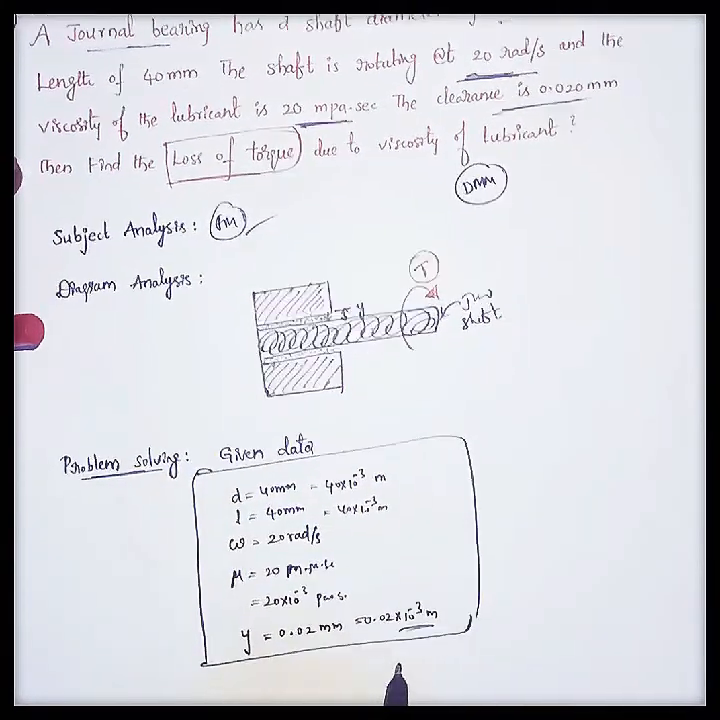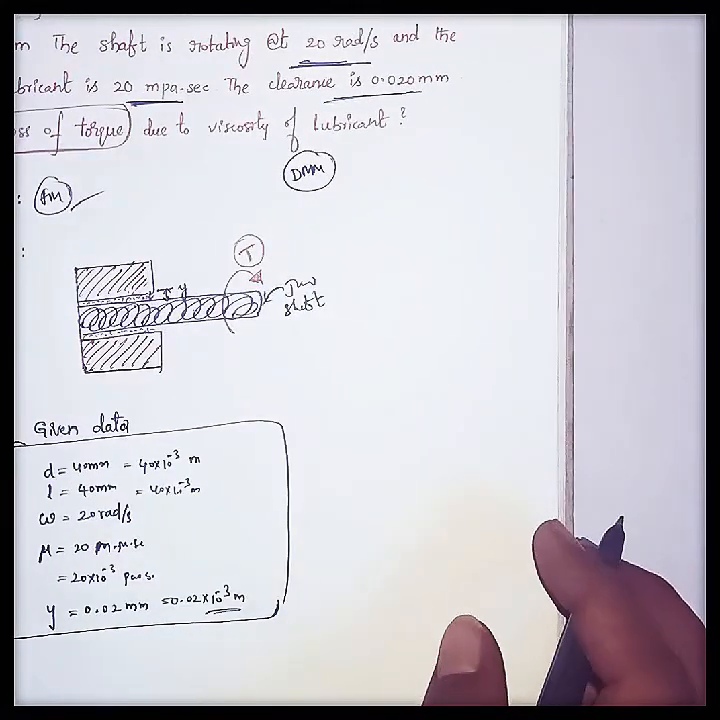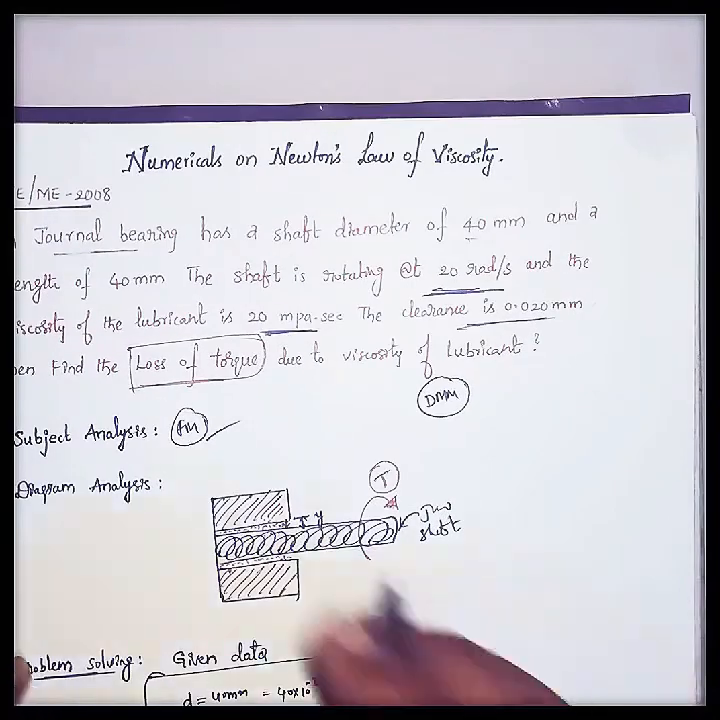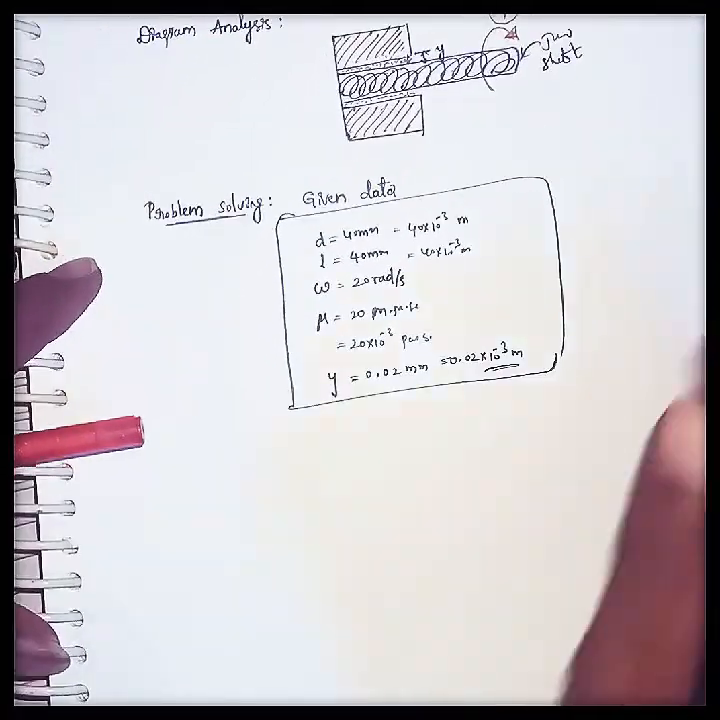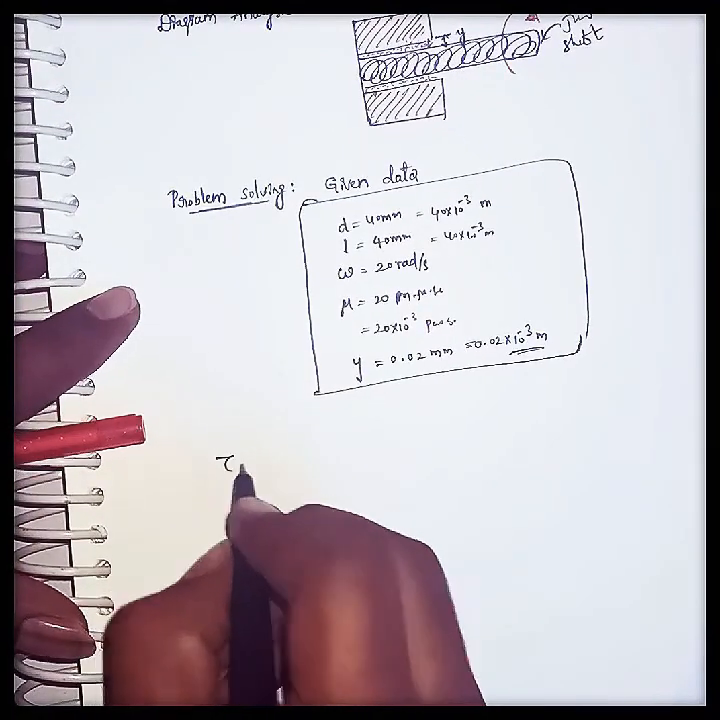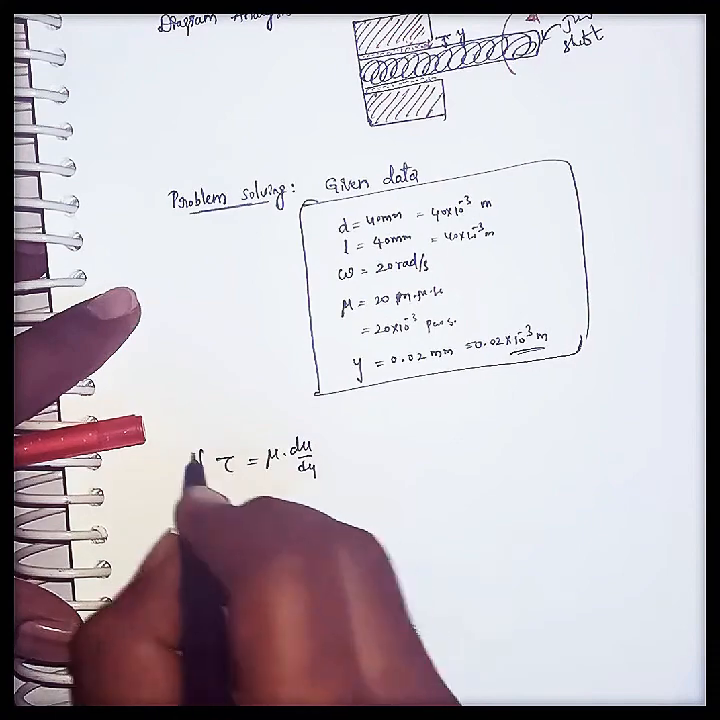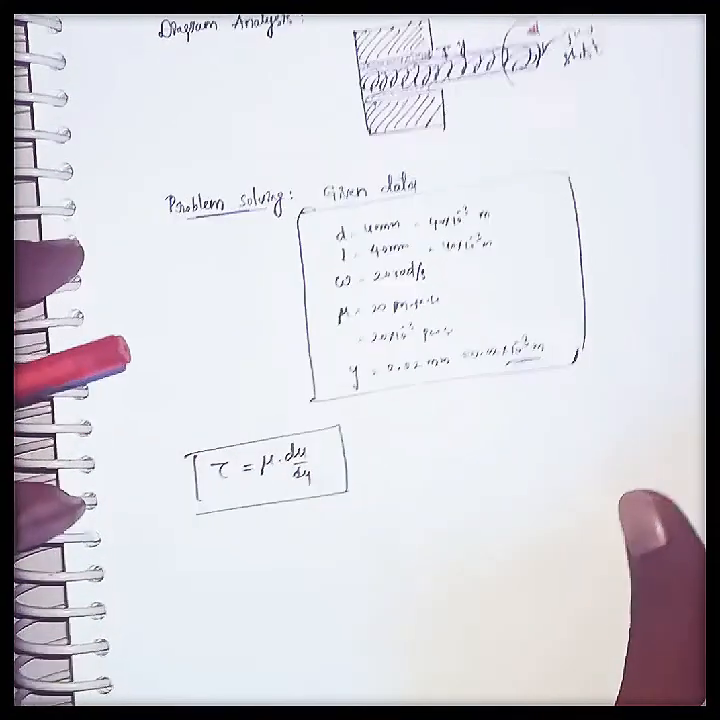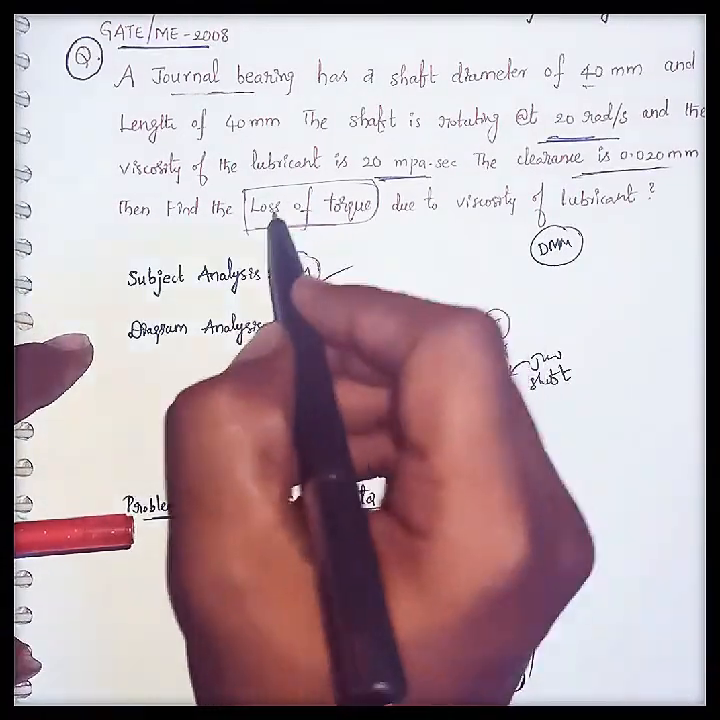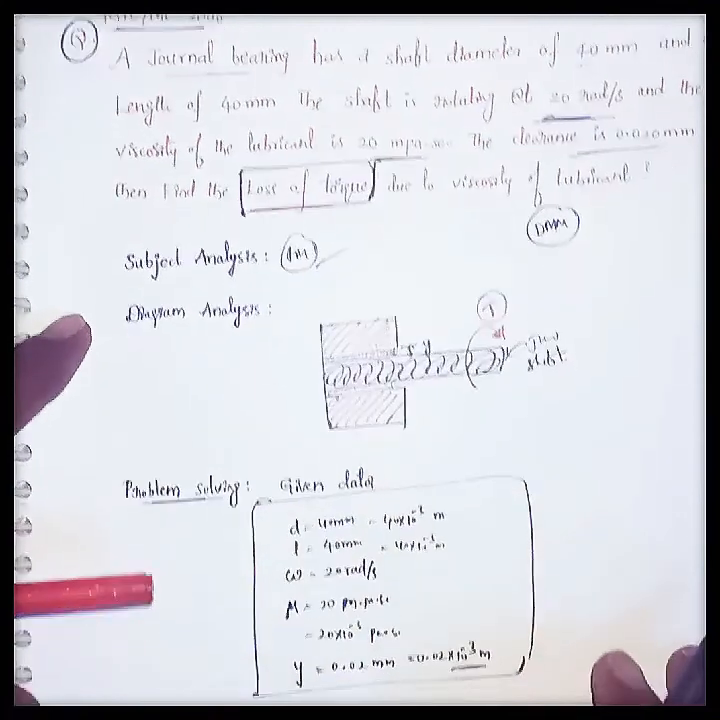Now we have to solve the question, and what formula should we use? This is a question from Newton's law of viscosity. We already know the formula of Newton's law of viscosity, tau equal to mu into du by dy. If we get a shear stress, what will happen? Nothing will happen, because in the question he asked to find the loss of torque.